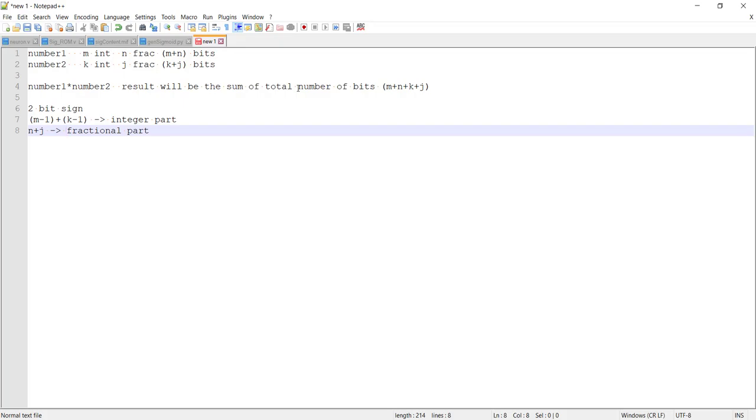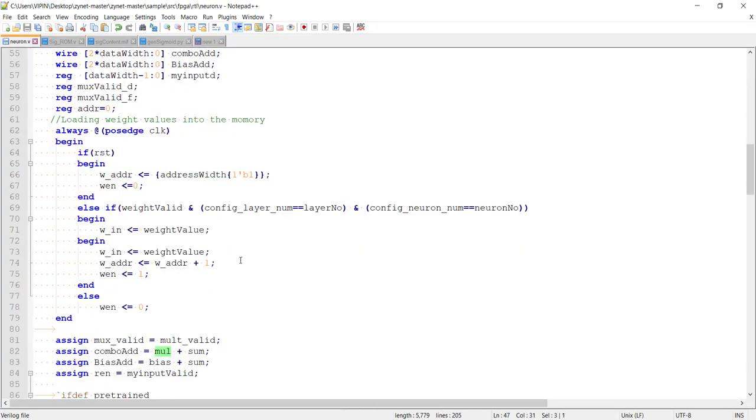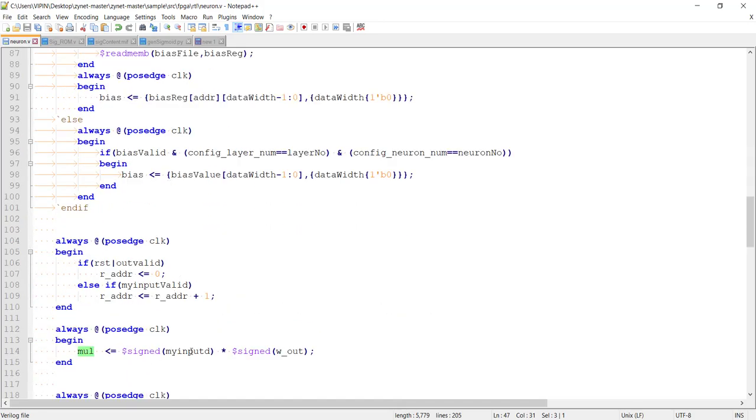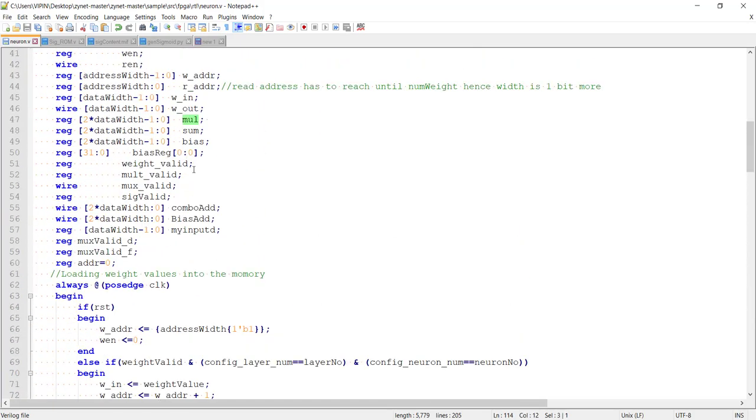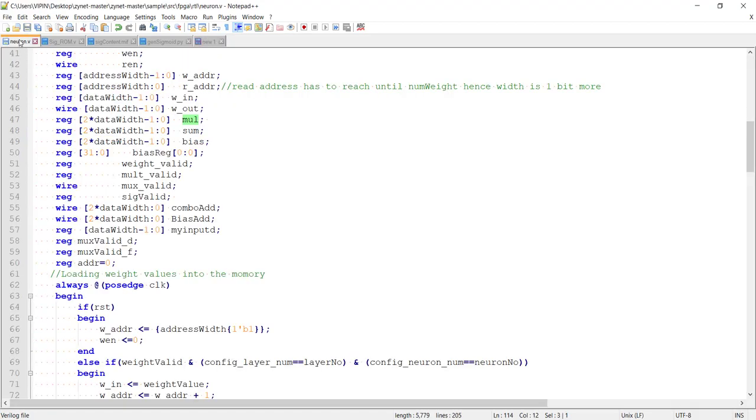So keep this in mind, because that's why you will see in our implementation, wherever we are storing the result of multiplication, you can see here, mult is the signed multiplication of input and weight, and the size of mult is defined as 2 times data width minus 1 based on this one. It will be double the size of the data, but actually it will have 2 sign bits, as I mentioned before.